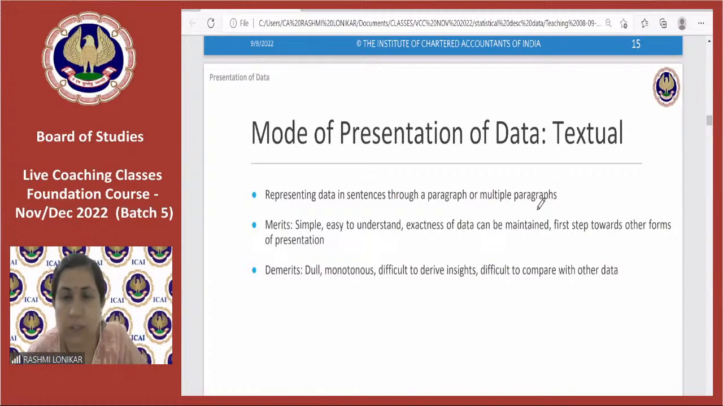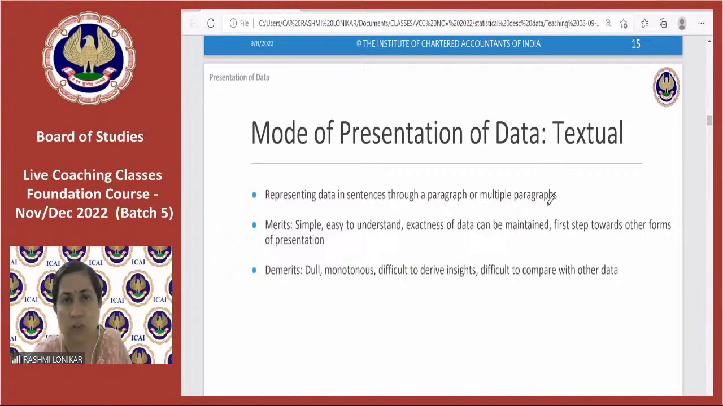So this is the simplest way in which you can put forth your data. Okay, it is very simple to understand because it's written in normal English or whichever regional language you are using, and exactness of data can be maintained. So usually this is one of the first methods in which we present the data. So textual is the simplest method. The demerits of this method are that obviously it is monotonous, and it is difficult to derive significant insights, or it is difficult to compare two sets of data.